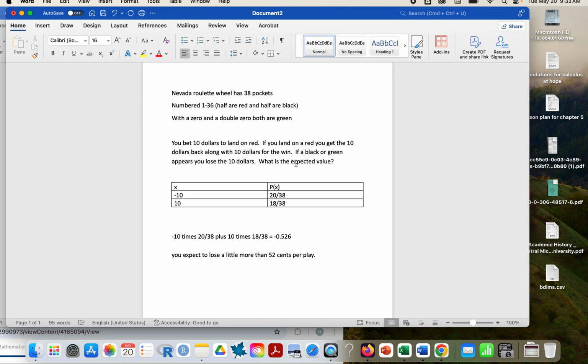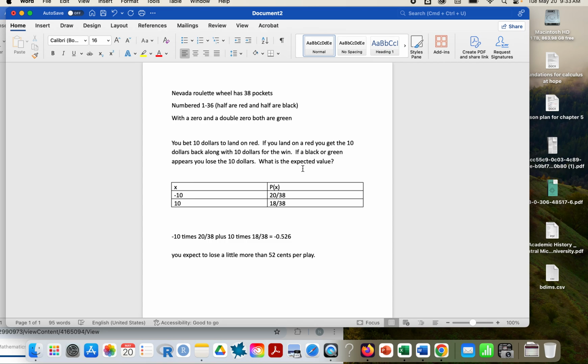Now, when you're setting this up, you've got to think about what it is that can occur. You can lose $10 or you can gain $10. And when I say you gain $10, when you win, you get your $10 back and you get an additional $10. So you bet $10 to land on a red. A lot of people think this is a fair game. Fair meaning that half of the time you would win, half of the time you would lose.